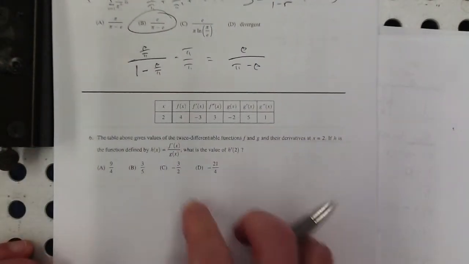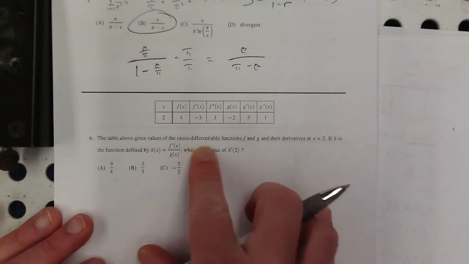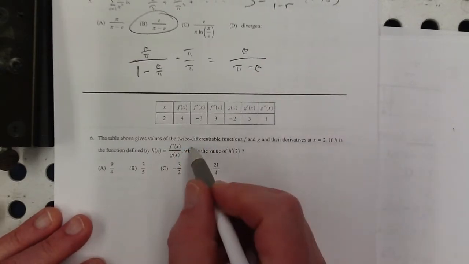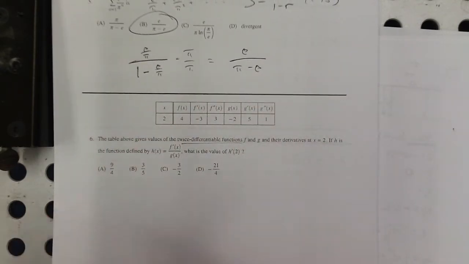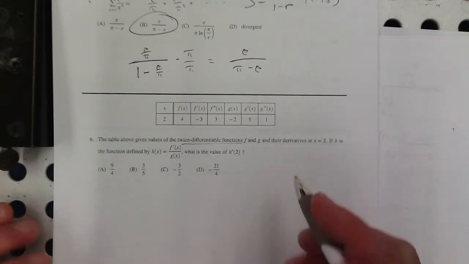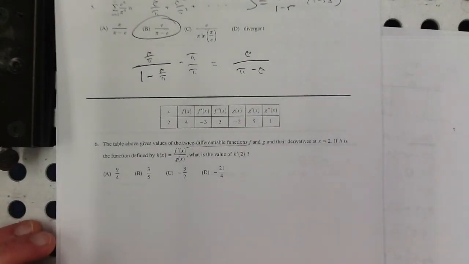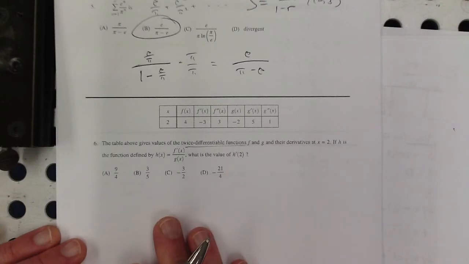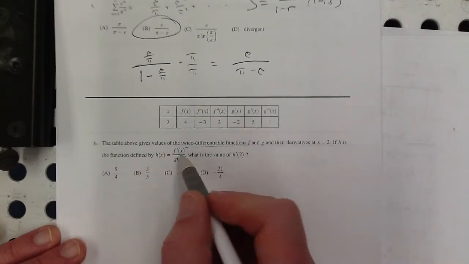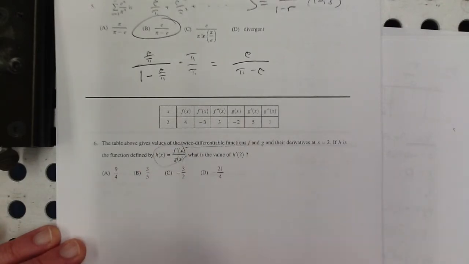All right. The table above gives the values of twice differentiable functions. All this twice differentiable stuff just means you can assume everything's nice and smooth, and you can do all the things you want to be able to do. And their derivatives at x equals 2. If h is the function defined by this, what's h prime of 2?